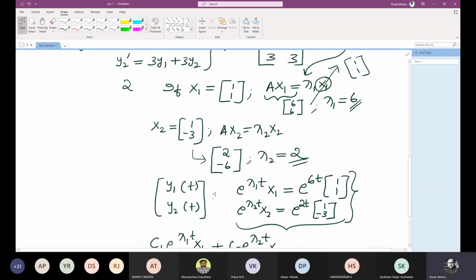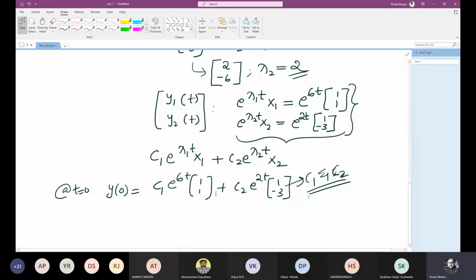Now, let's see some properties of eigenvalues and eigenvectors. Why are we going for eigenvalues and eigenvectors? What about the eigenvalue and eigenvector of A squared?